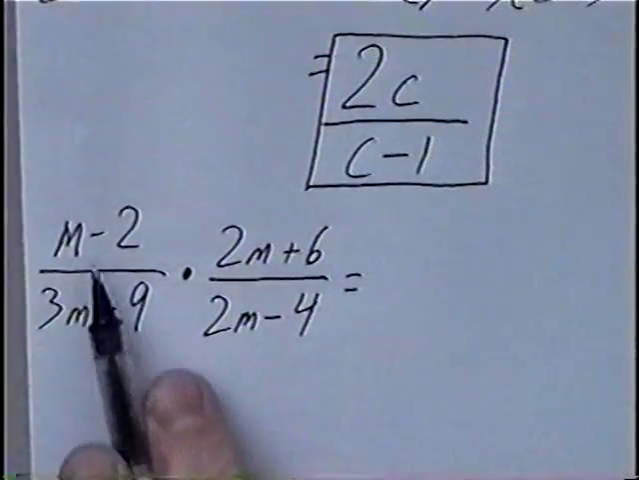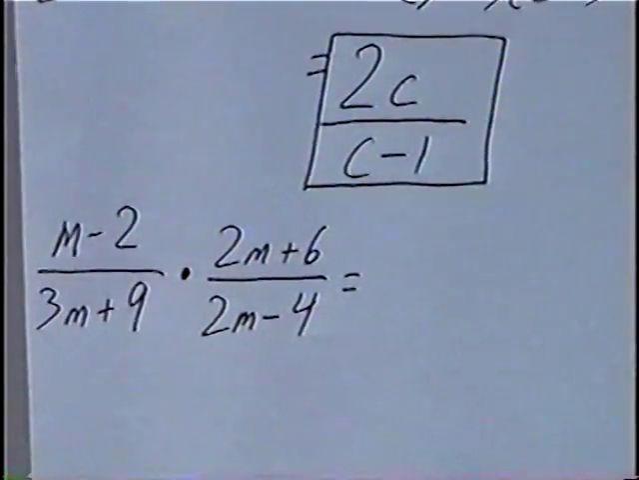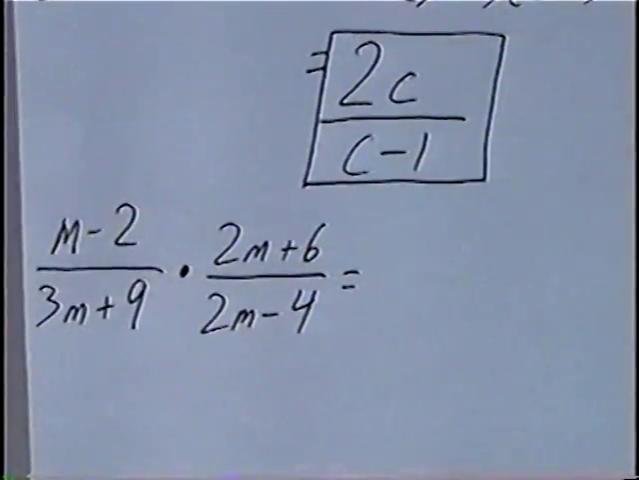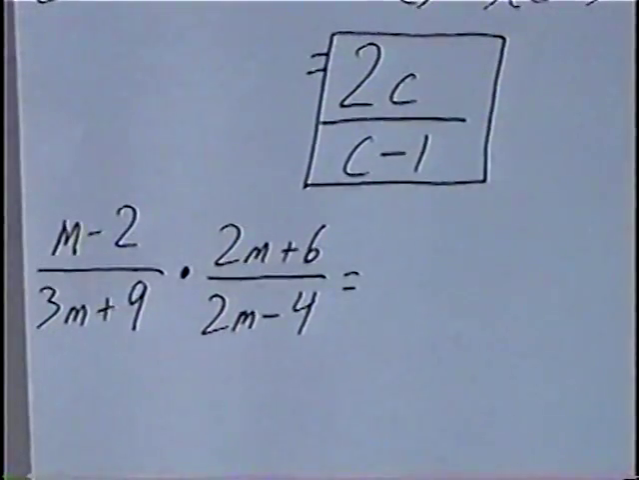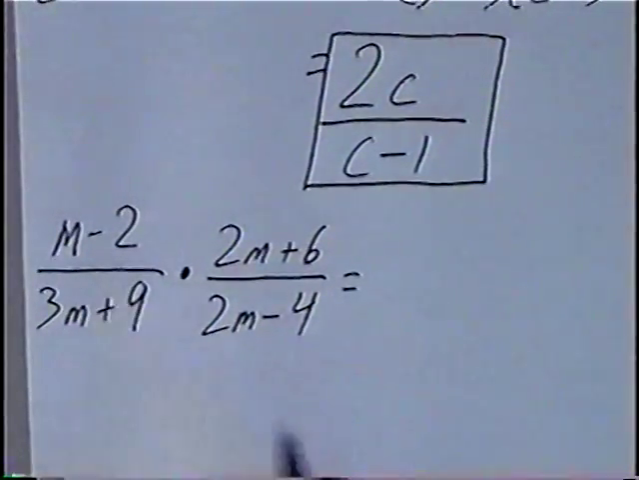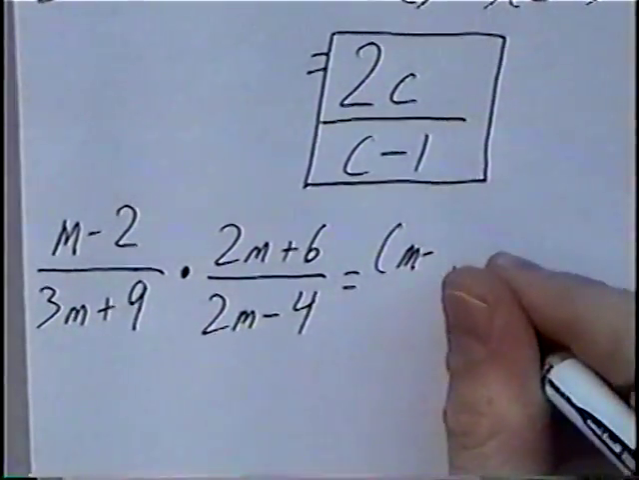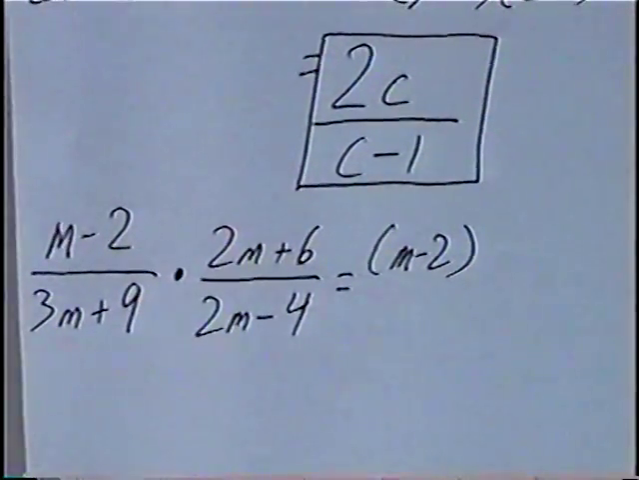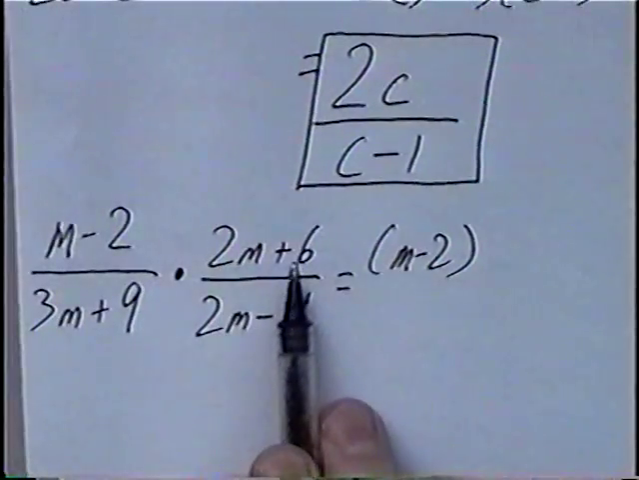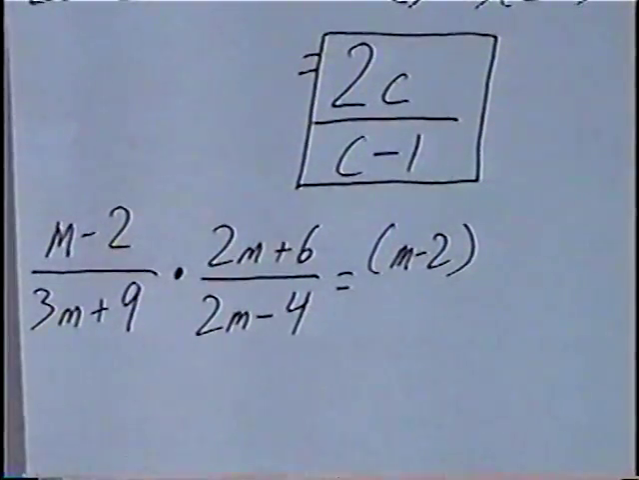Again, multiplying, we can multiply straight across the numerator and denominator, and keep in mind any factors where we can factor those as we multiply. The first fraction, m minus 2, does not factor, but we can leave that in parentheses in case it cancels for our final answer. The second fraction, 2m plus 6, we can factor.